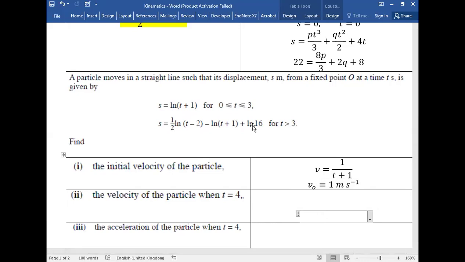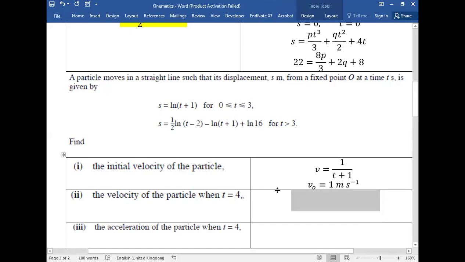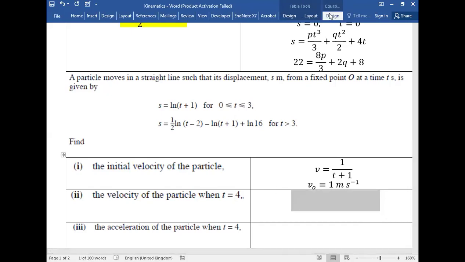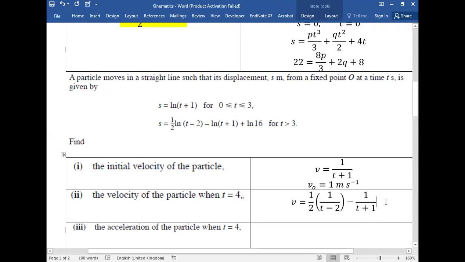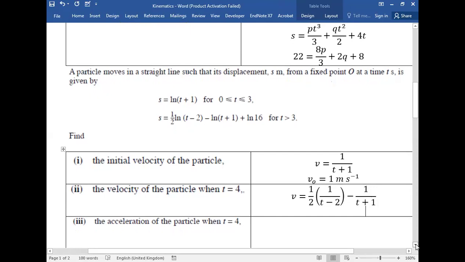Zero. ln 16 is a constant. It is just a value. There is no variable in it. It is just a numerical constant. What is the equation for velocity, or the velocity function? This must be your velocity function. And we'll plug in the value of t as 4 in this one, because for the domain t greater than 3, this is the equation of displacement that was being obeyed. What is the value of v?